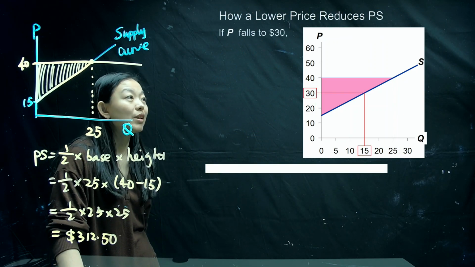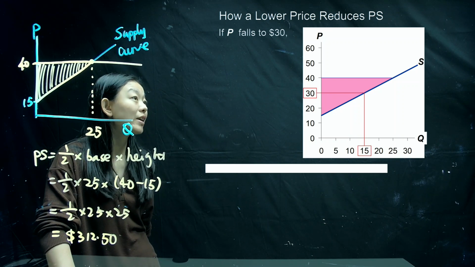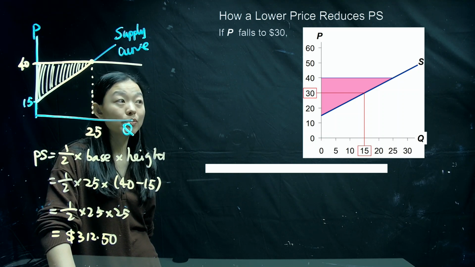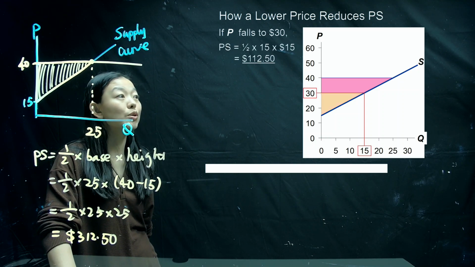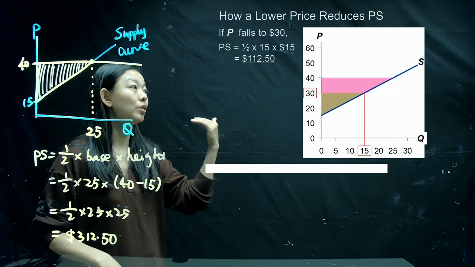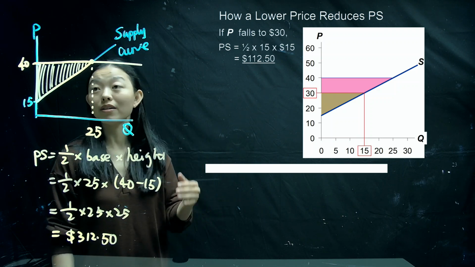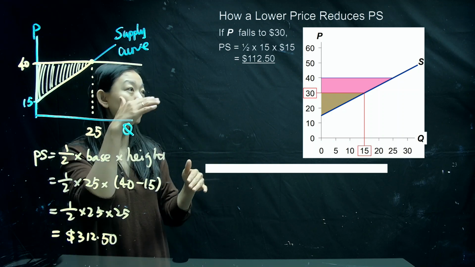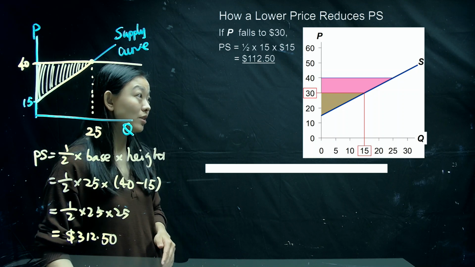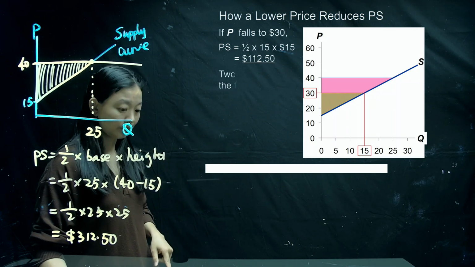And if we say the market price now decreased to $30, then what will happen? If the market price decreased to $30, what will happen? We notice if the market price decreased to $30, the total producer surplus would decrease to $125.50, right? Which will be the area that's showing in this graph, the green area.